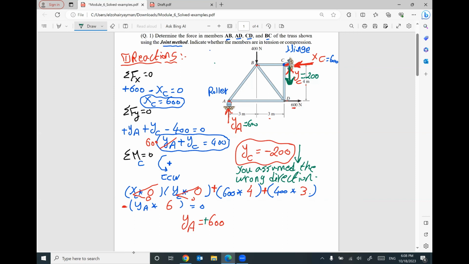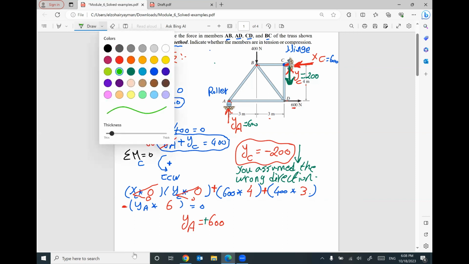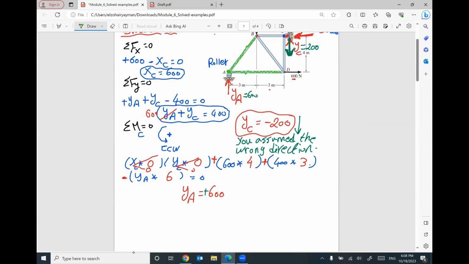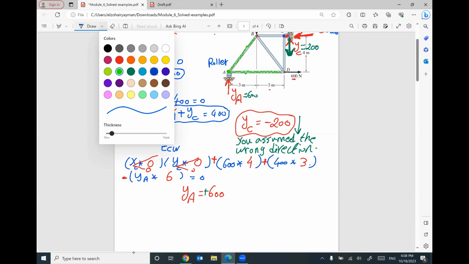Second step. I'm looking for the internal forces in member AB, this one, and the member AD, this one. Let's focus on the first two members. The first two members are intersecting at A. This is my first joint I need to start with. So I will start with joint A.